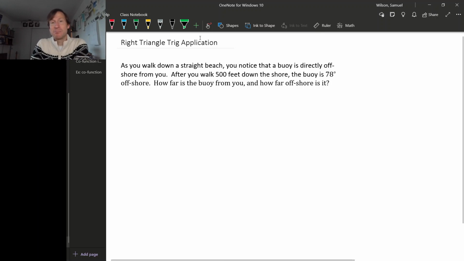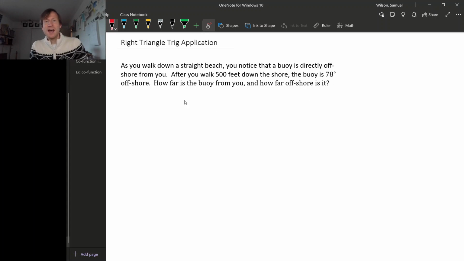Let's look at another application of trigonometry in right triangles. Suppose we're walking down a straight stretch of beach and we notice that there's a buoy directly offshore. And after we walk 500 feet further downshore, the buoy is 78 degrees offshore. How far is the buoy from you and how far offshore is it?